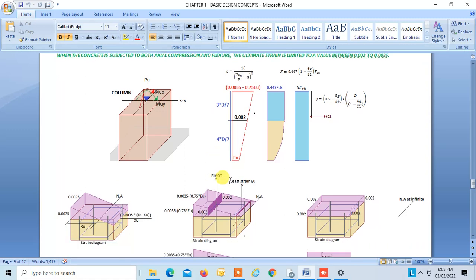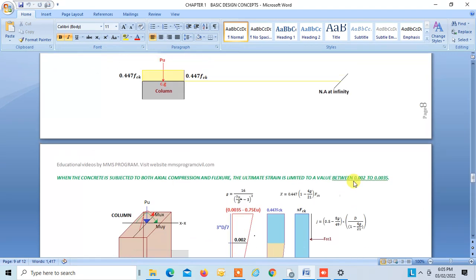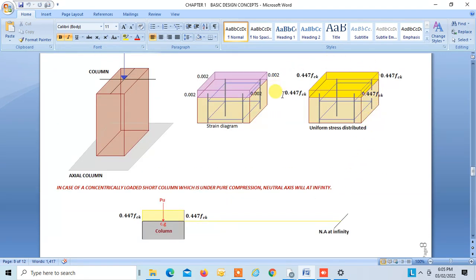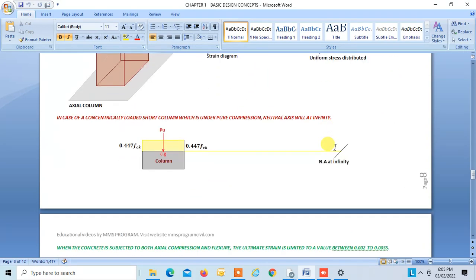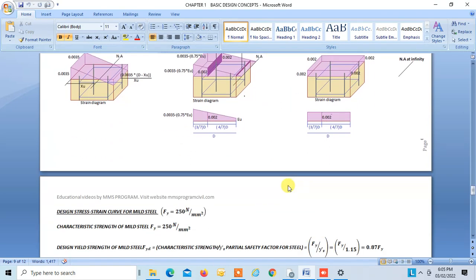Now, when the concrete is under pure compression, we know the neutral axis will be at infinity and the ultimate strain will be 0.002, and for this your stress will be 0.447 fck. So these are different cases which you will have to use according to the depth of the neutral axis. So this is very important.